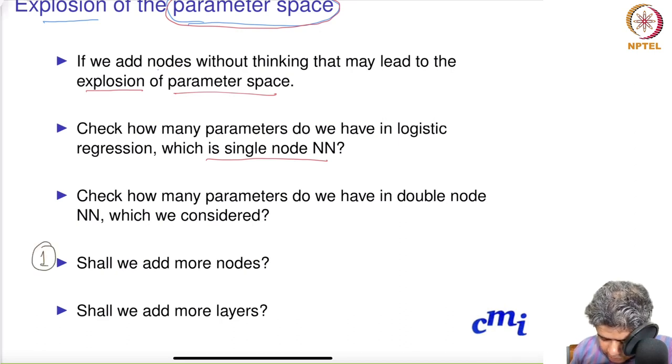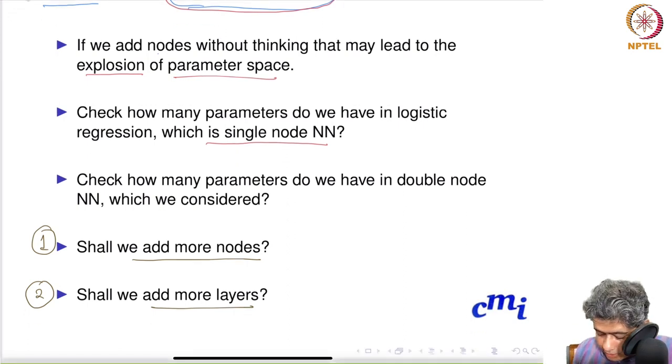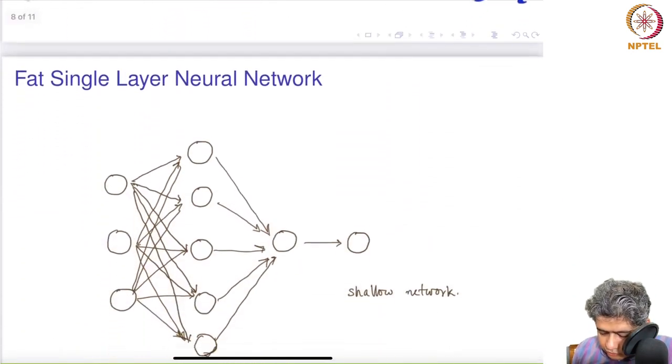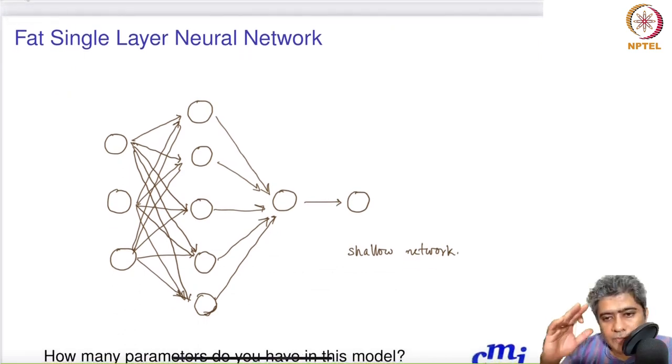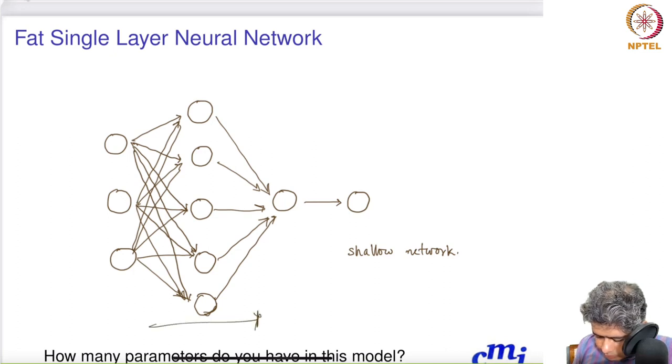So the question is then two-fold. First question: shall we add more nodes? Second question: shall we add more layers? And which will be helpful and which will be more dangerous? So the first thing we can try is that we will not add too many layers, we will add only a single layer, but we will add as many nodes as possible in that single layer. This is typically called a shallow network, because you don't have much depth. Okay, shallow but fat, a single layer shallow network.